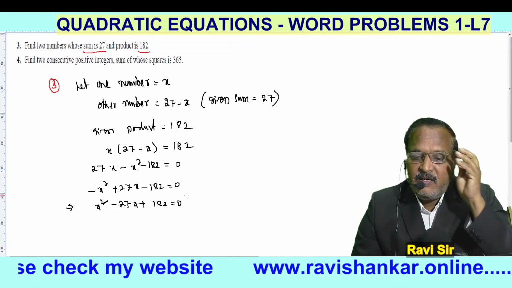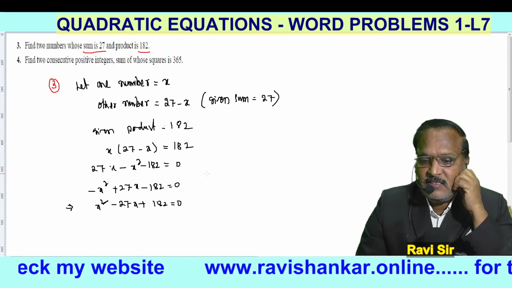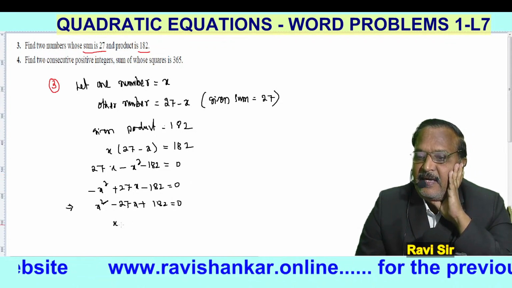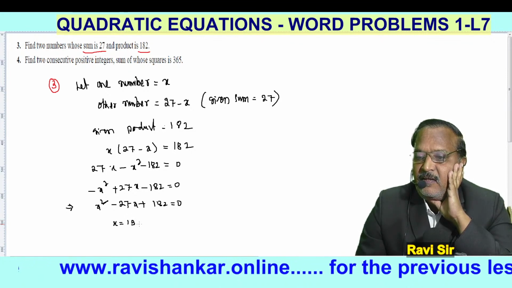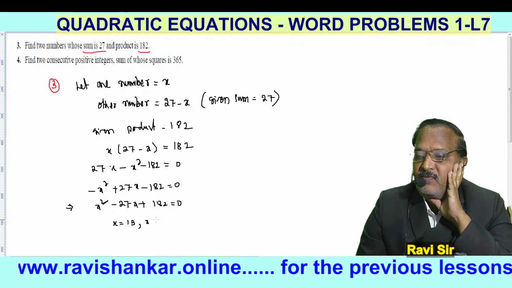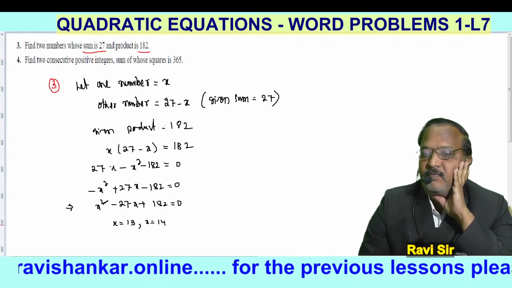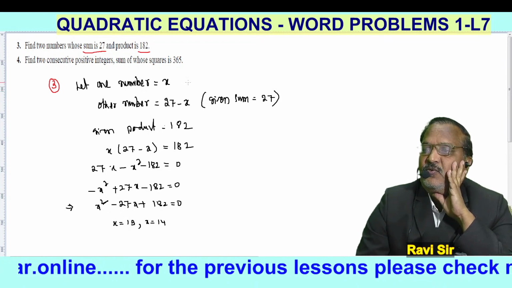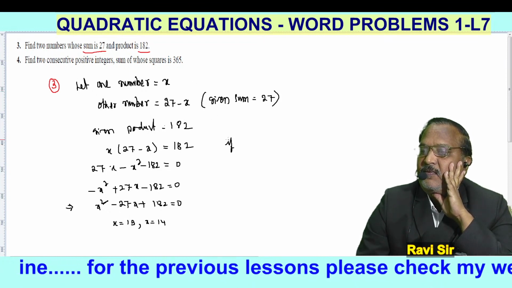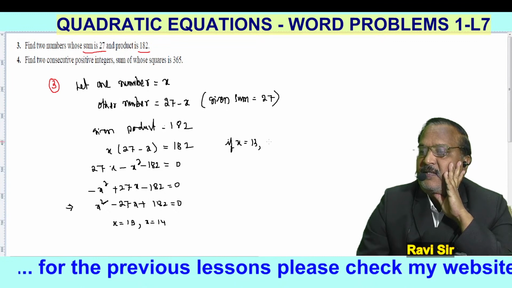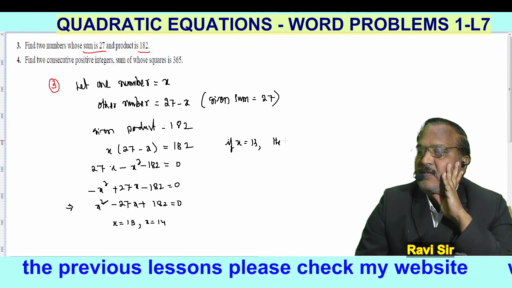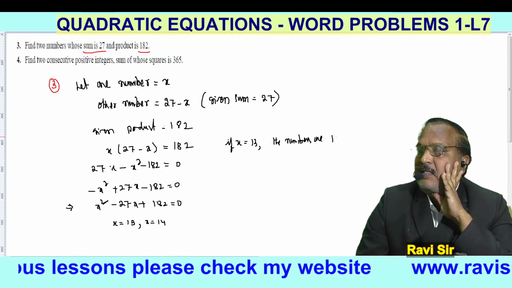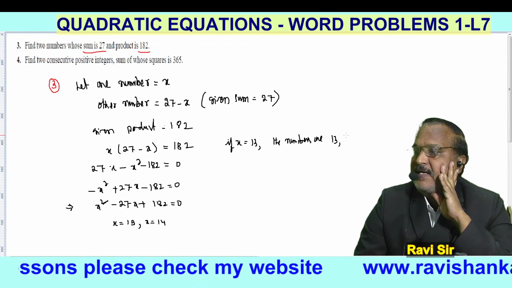So already Tushar gave the answers, right? After factorization you will be getting x is equal to 13 and x is equal to 14. So both are positive only, right? So here, if x is equal to 13, then the numbers are 13 and 27 minus 13, which is 14.